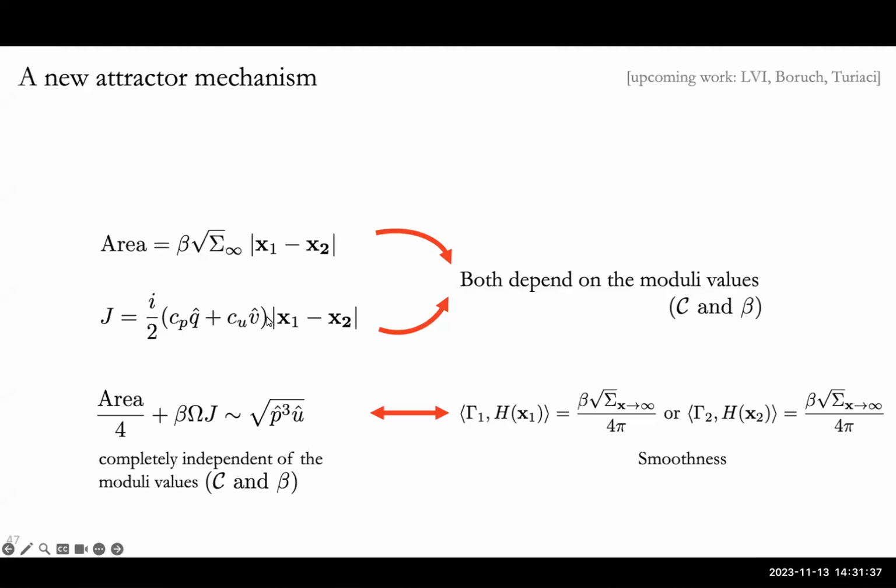However, once you sum the area with beta omega j, and you impose the smoothness constraint that I mentioned earlier, that is new to Euclidean signature, one finds that the area plus beta omega j becomes completely independent of C and beta, and precisely gives the extremal entropy that people saw in the past for the attractor black holes. So this explains why the index of these black holes was correctly computed by their area at extremality.